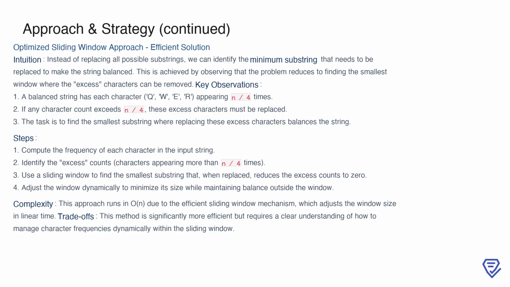Now, a more efficient solution involves optimizing the sliding window approach. Here, the key insight is that we don't need to replace every possible substring. Instead, we focus on identifying the minimum substring that needs to be replaced to achieve balance. The problem can be reframed as finding the smallest window within the string that contains all the excess characters, those that appear more than n/4 times. Once this window is replaced, the string becomes balanced.